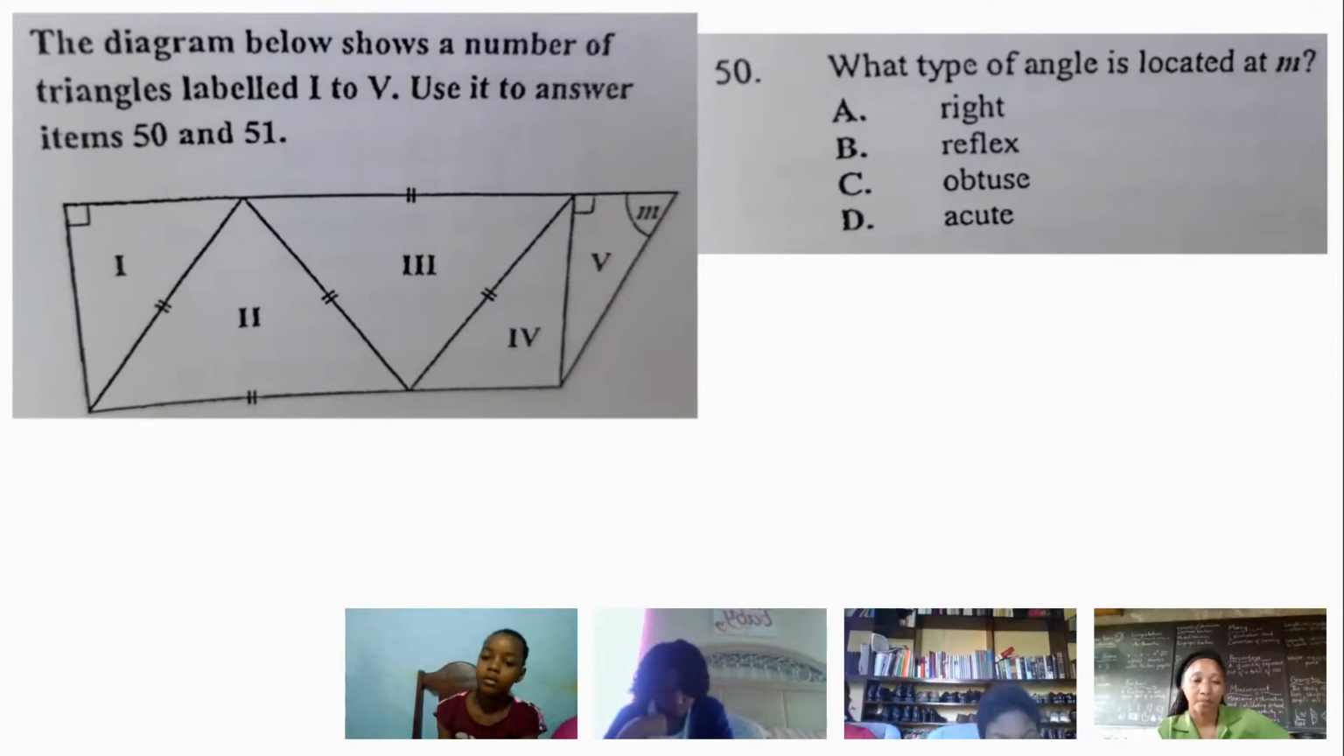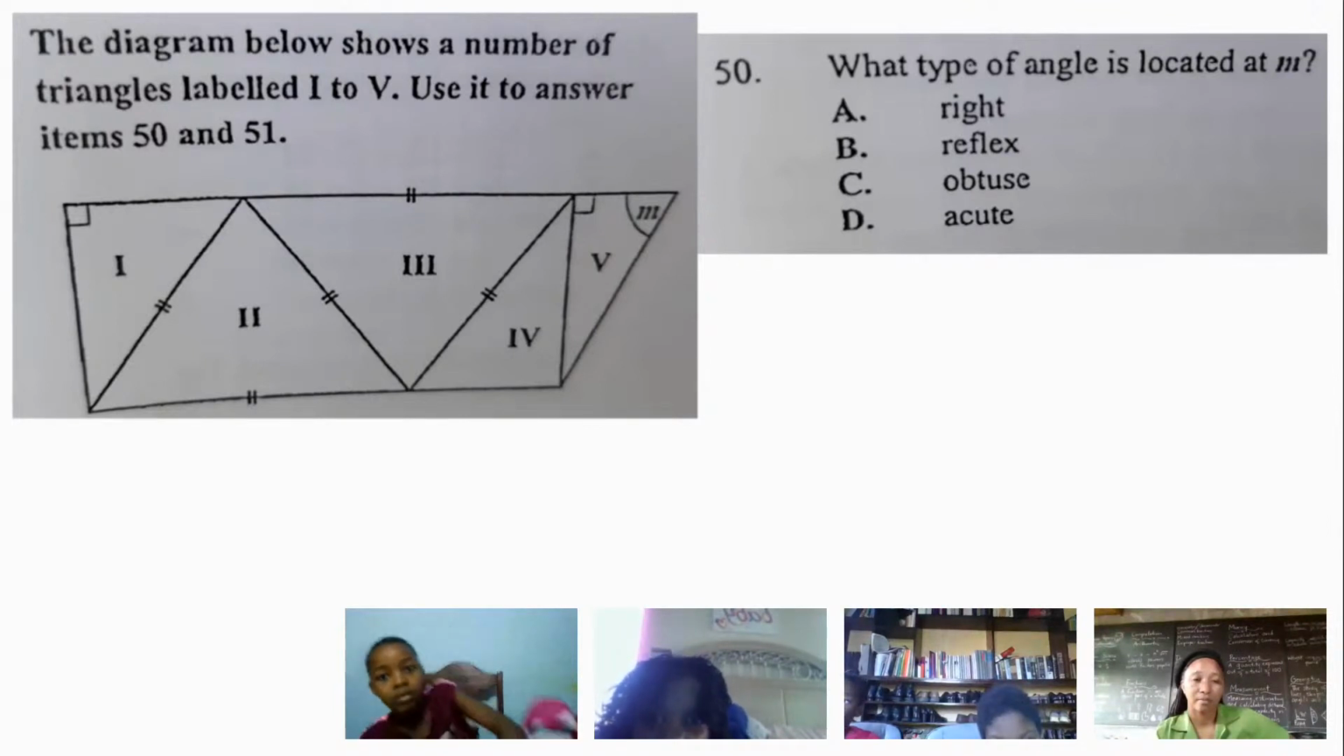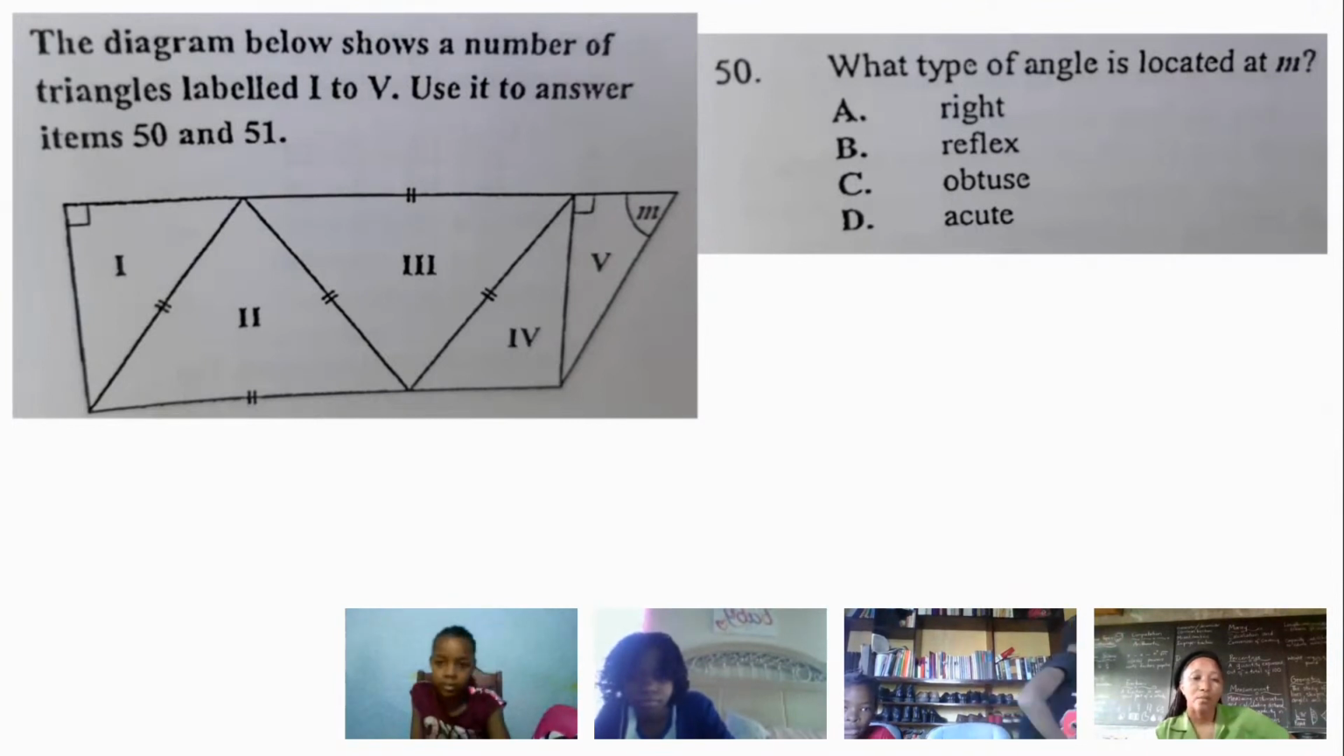Okay, miss. What type of angle is located at M? A. Right. B. Reflex. C. Obtuse. D. Acute. So this is M right here. So what angle is this at M?